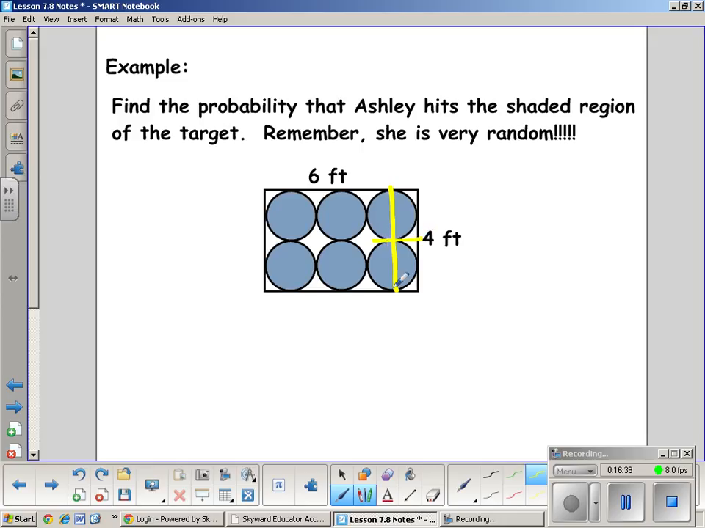So that means the diameter was 2. So the radius then would just be 1 of each of them. And so I find the area of the 6 circles. Area of 1 times 6 would give me the 6 of them, right? That'd be my favorable divided by my total, the rectangle. Okay? All right, we're going to stop there.